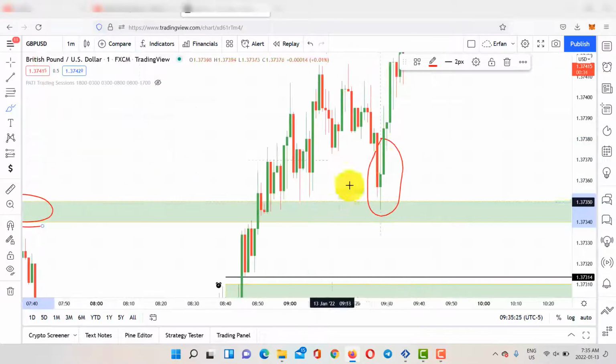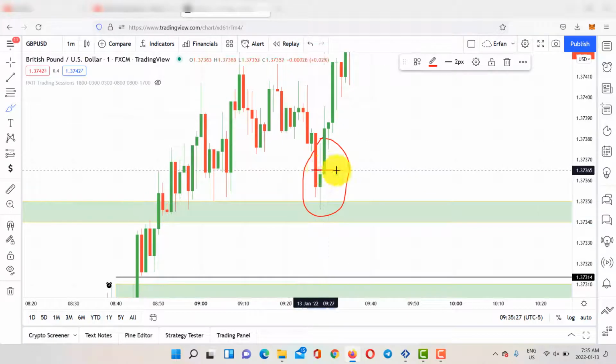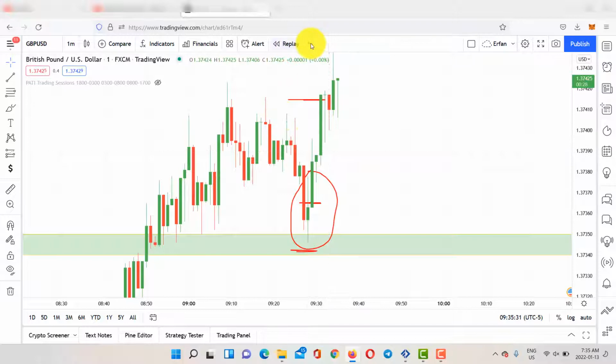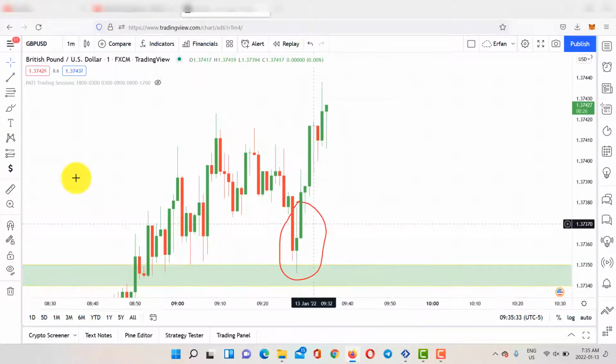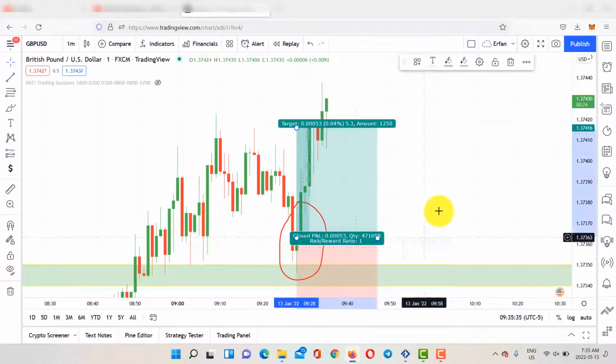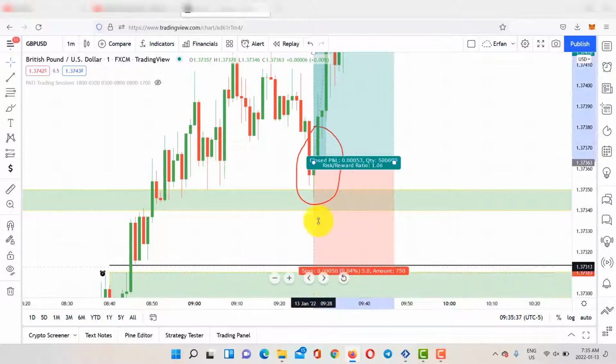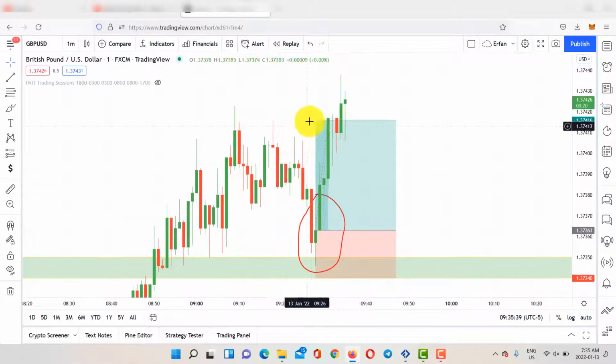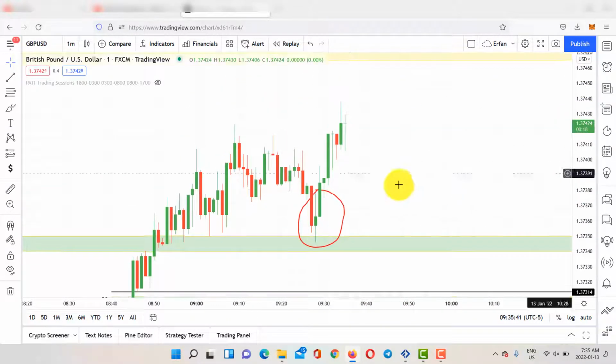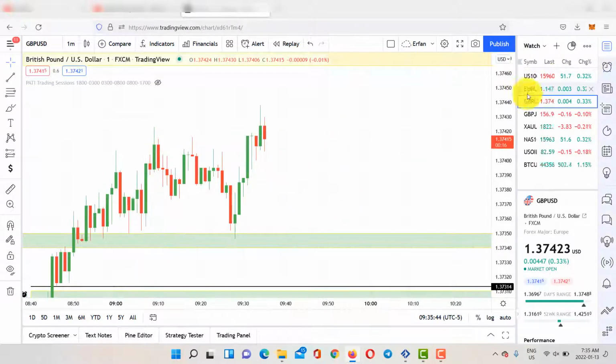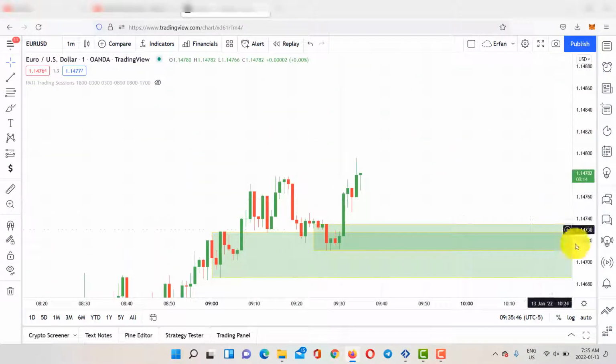We have a clear support. We could put our buy stop here, stop loss here and TP right here. It would have been a one-to-one risk to reward, if I'm not wrong. If I want to take it, yeah, 1-2 actually. That would have been a really good trade. But anyways, we've got to get back to EUR/USD.